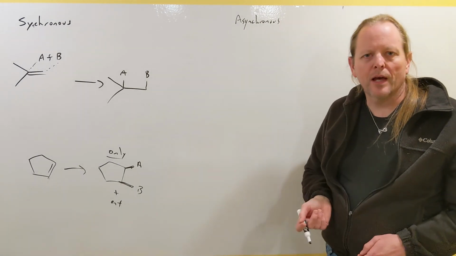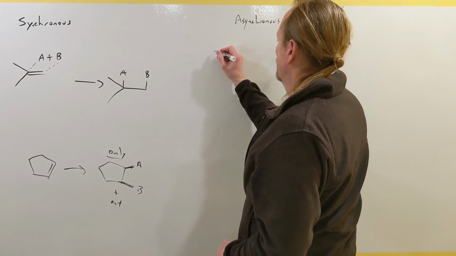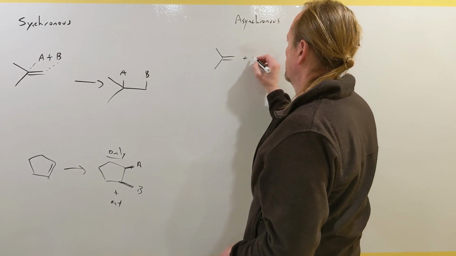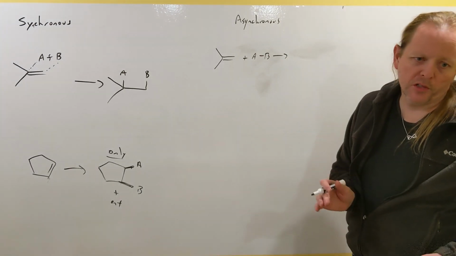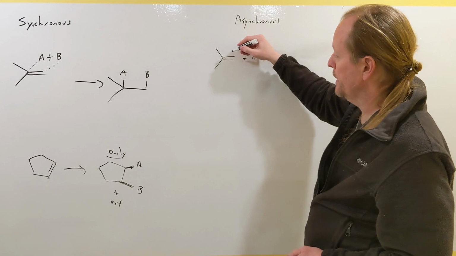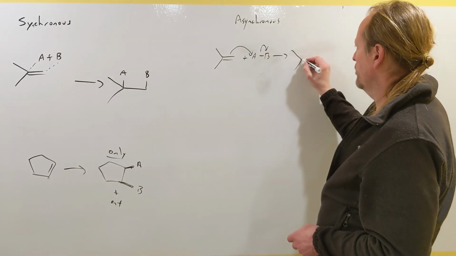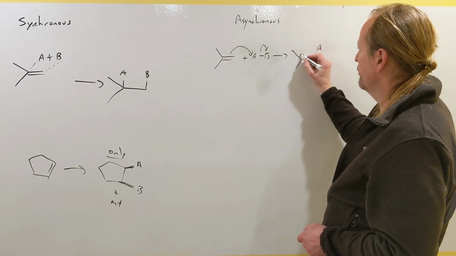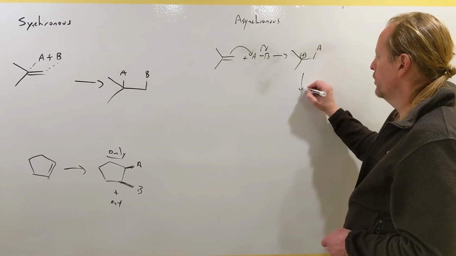The shorter version of that is stepwise. So in the asynchronous case, my first step is going to be looking at something like this happening, where we'll have one atom added and many cases of cation intermediate, and the second step will involve the other.